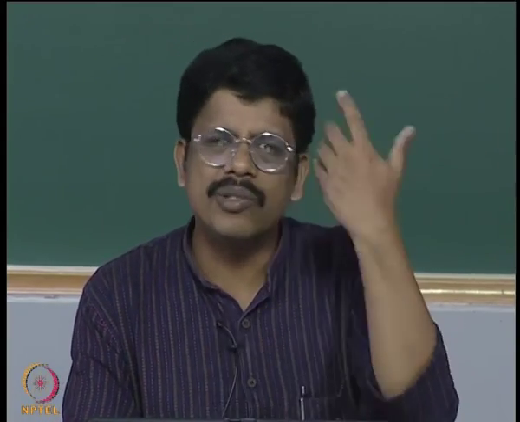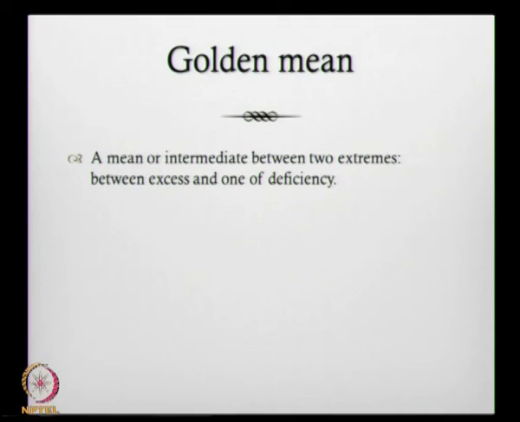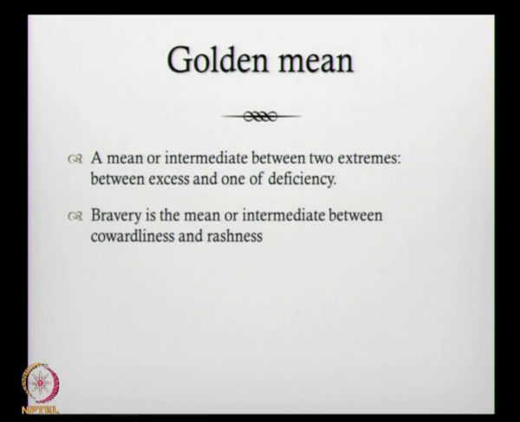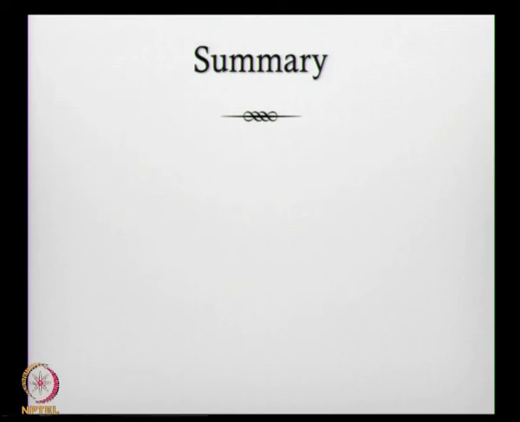The intellectual virtues are to a very great extent inherited by us, but moral virtues are not so; they have to be learned by living, and there one has to adopt a golden mean, an intermediate between two extremes, between excess and deficiency, which I have already mentioned. For example, bravery is the mean between cowardliness and rashness, and has to be learned through practice. Aristotle emphasizes that it cannot be learned on a purely intellectual level at all.